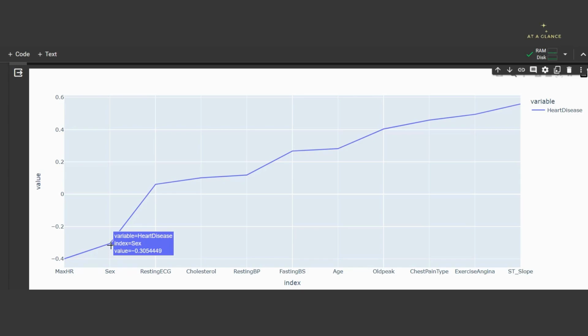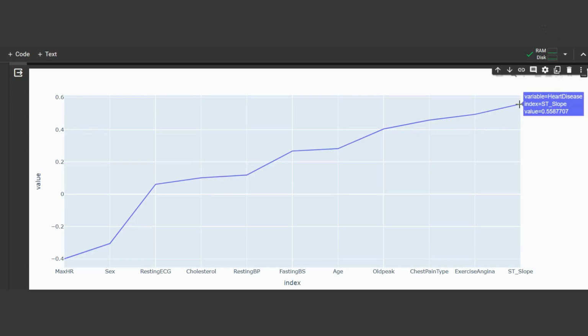The sex feature is again negatively correlated. When we talk about resting ECG, it is having a positive correlation, but it is nearly equal to zero. So we can say that resting ECG is having almost no correlation with the heart disease column. Similarly, we can see that cholesterol is again nearly equal to zero. So we can see that cholesterol is also not having any correlation with the heart disease column.